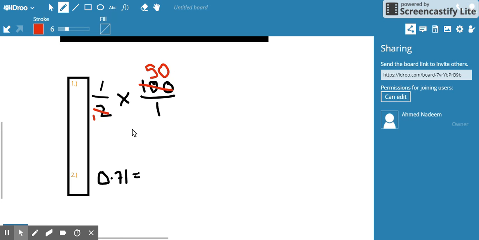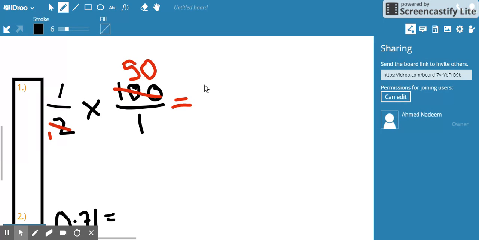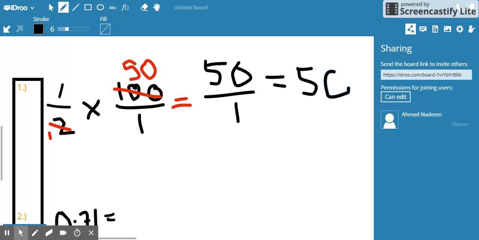Next, we have to times them and find the answer. So 50 times 1 is 50, and 1 times 1 is 1. The answer becomes 50% because you already have 50 over 1, which is basically 50. So 50% is the answer. 1 half equals 50%.